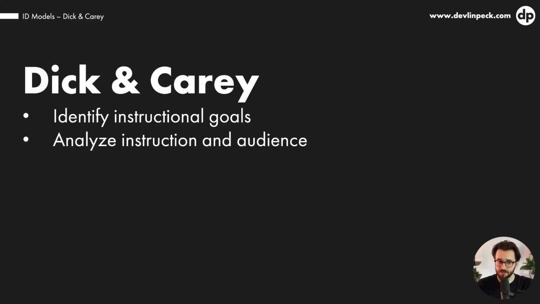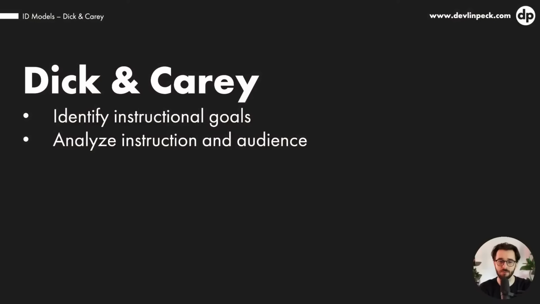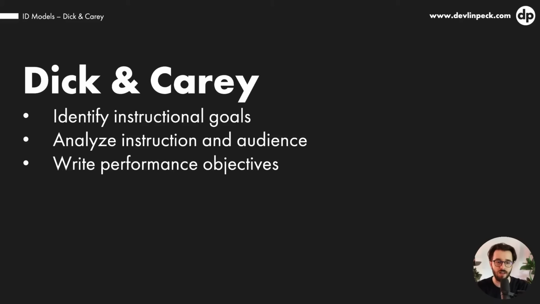From there, we do some analysis. So we analyze the instruction. We basically say, do we need instruction that's going to help people learn new physical motor skills? Do we need instruction that's going to help people memorize some basic information? What type of knowledge or skill do we need people to attain from this? And then we're analyzing the audience. Like I said, who is our audience? How old are they? How comfortable are they with technology? The more information we can learn about our audience, the better.